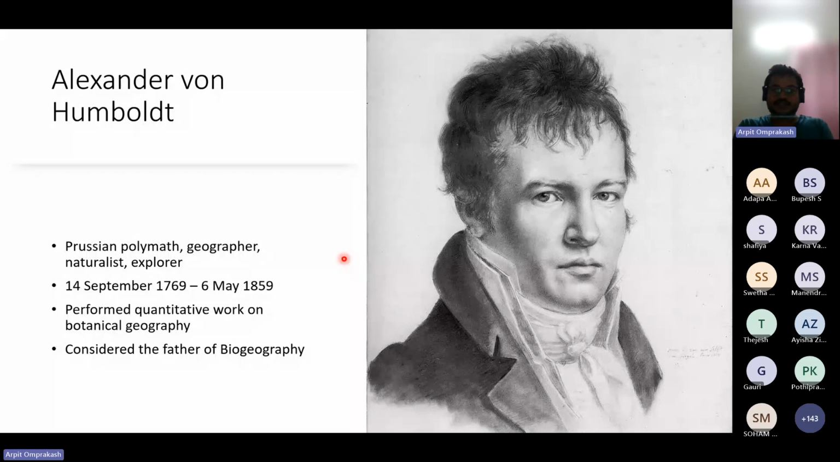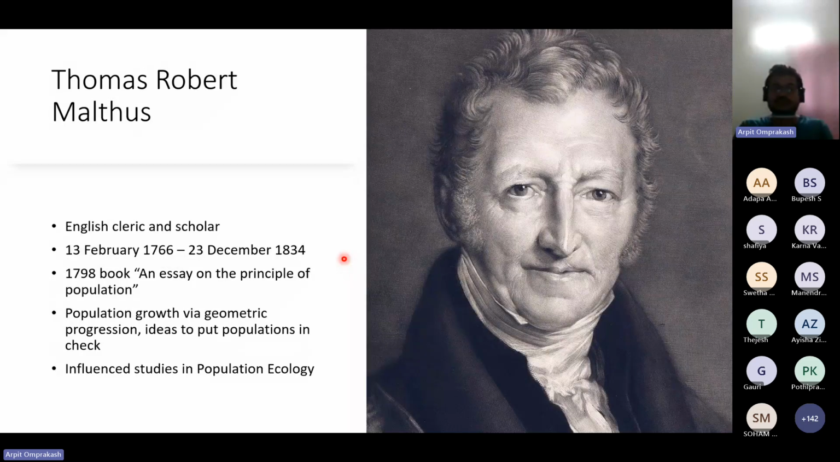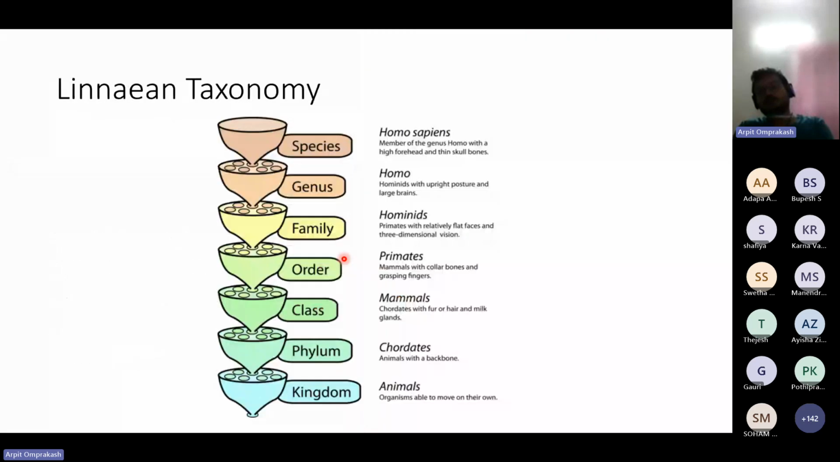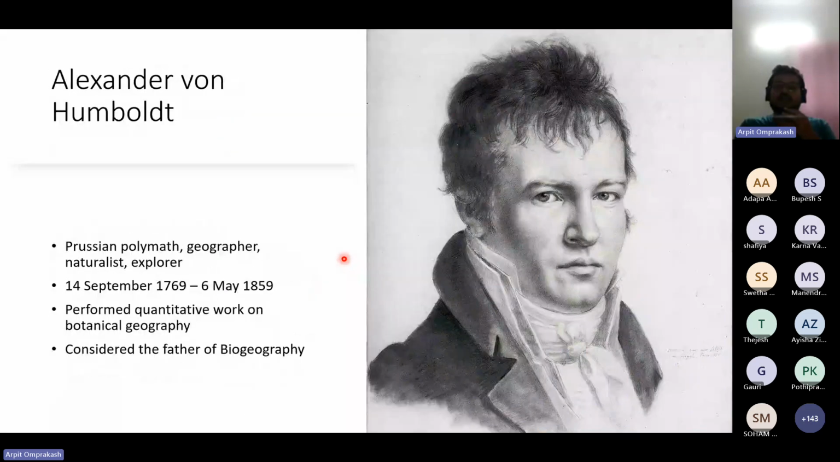So Alexander von Humboldt was a naturalist who performed quantitative work on botanical geography. People before him, even Theophrastus, had identified that various plants are found in only some places and other plants only in other places. So he put a quantitative framework into all of that, and he is considered the father of biogeography, which deals with why different species are distributed in different geographical regions of the world.